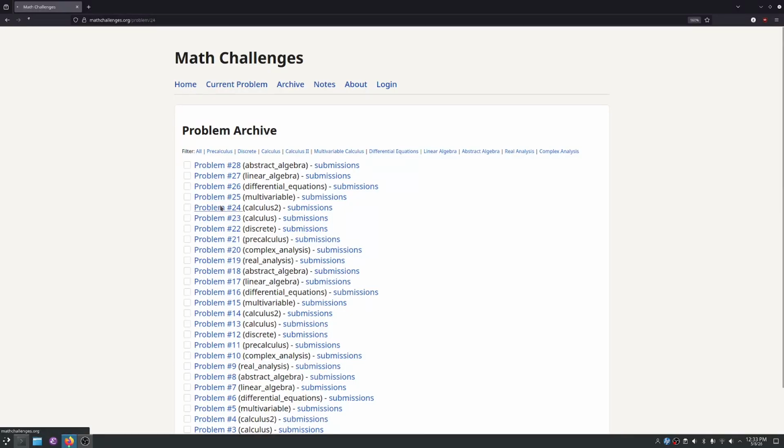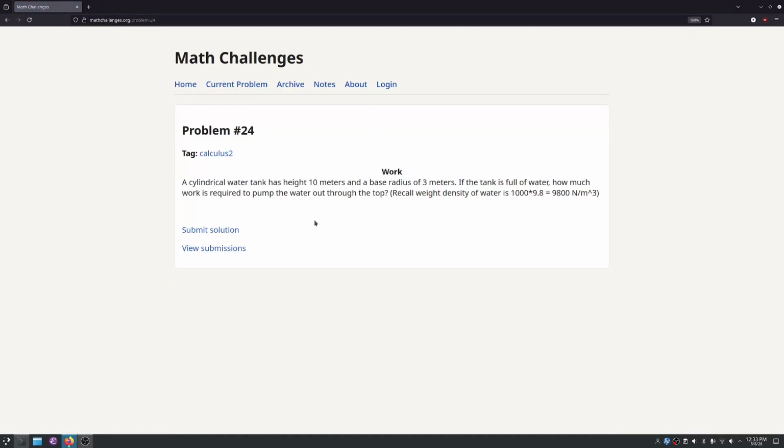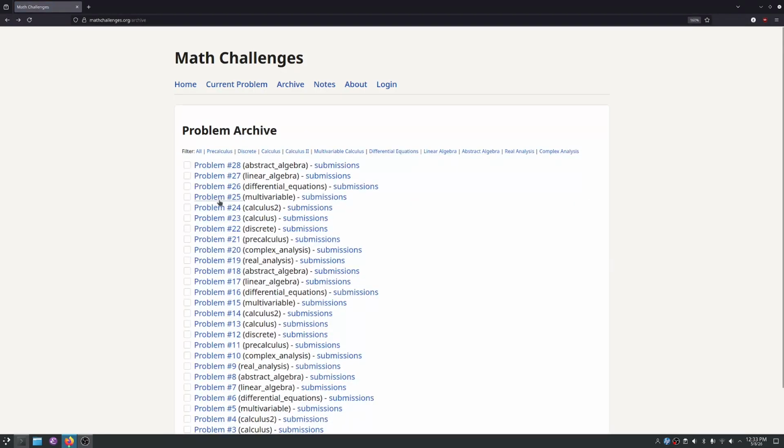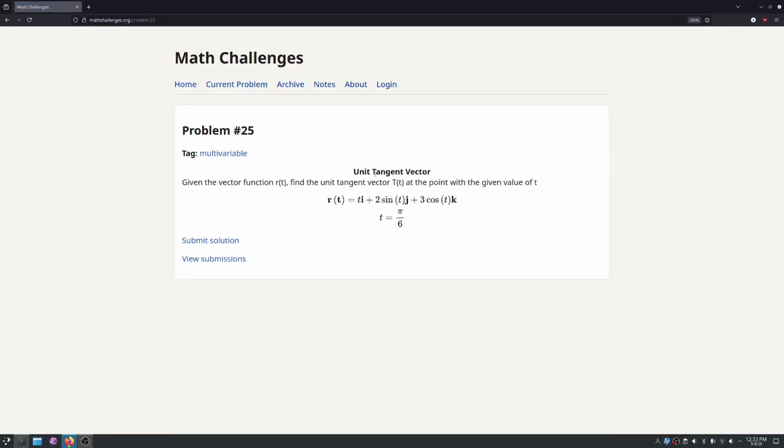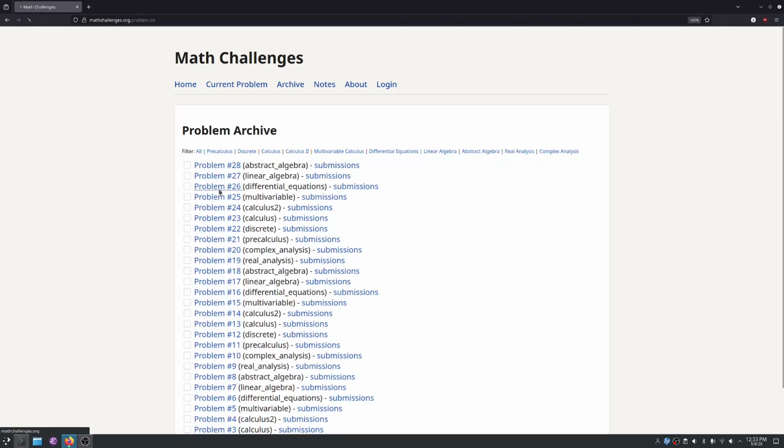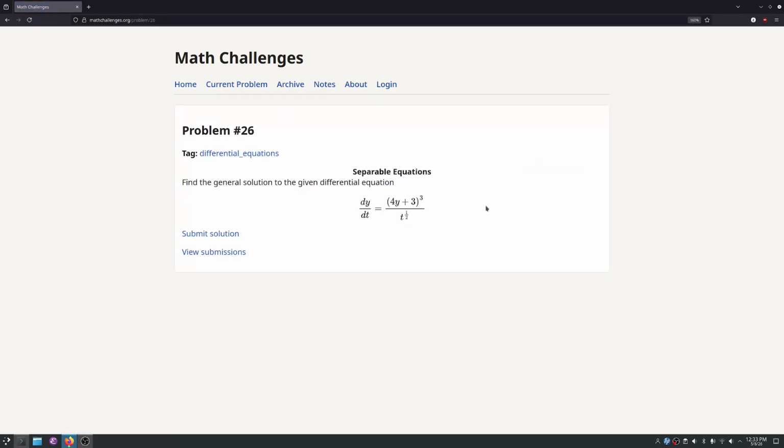First, let's take a quick look at the questions. Here's a Calc 2 question. It's about work. It's like a water tank that you're pumping water out of. The multivariable one is to find the unit tangent vector. It's not too bad. Diffie-Q, a little bit gory, but a pretty straightforward procedure. It's just separable equations.